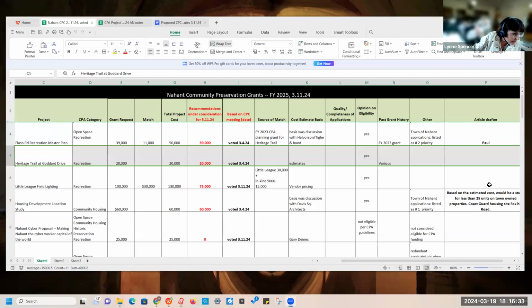Next up is the Little League lighting. We got a lot of information on this last week. Again, this is under the recreation category. It's a grant application or a grant award of $75,000 with $30,000 projected coming from the Little League and $5,000 to $15,000 coming from in-kind services. So I think that has to be written into the article. Any takers?